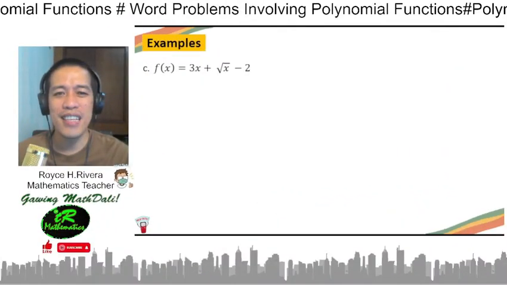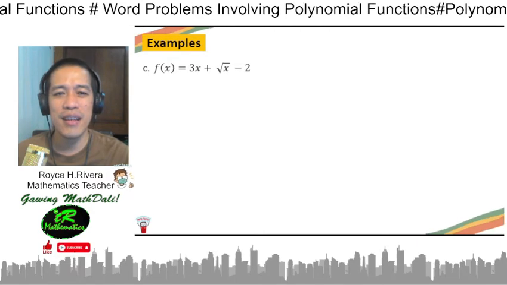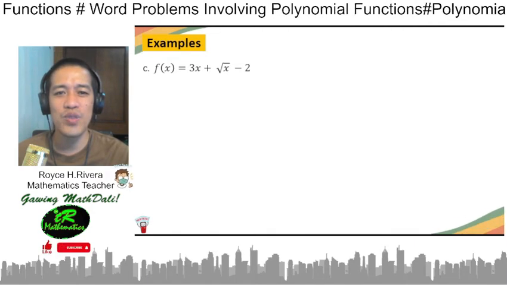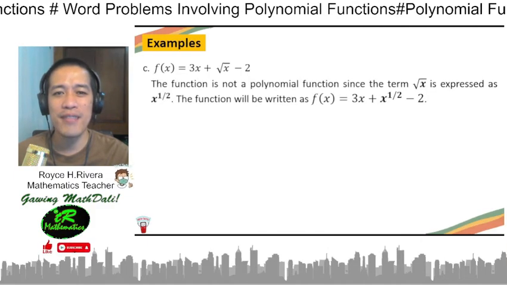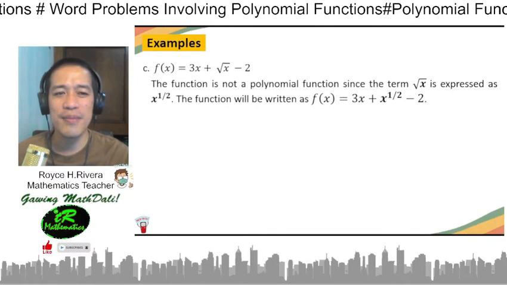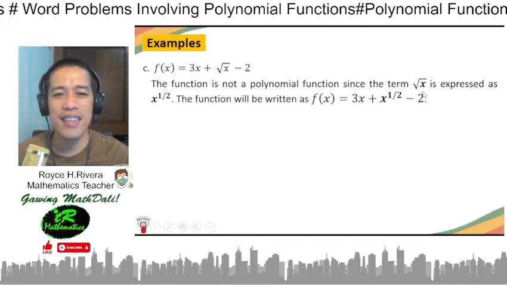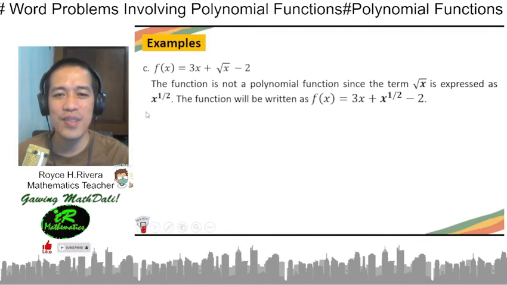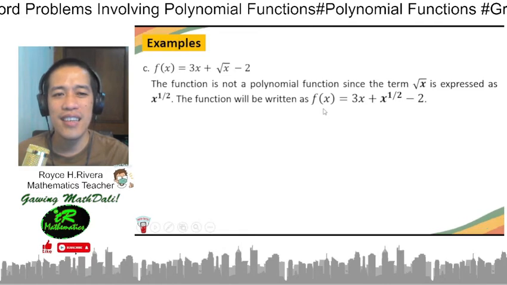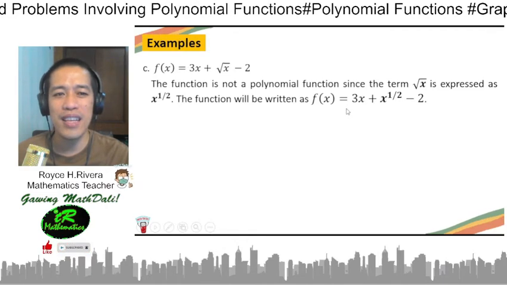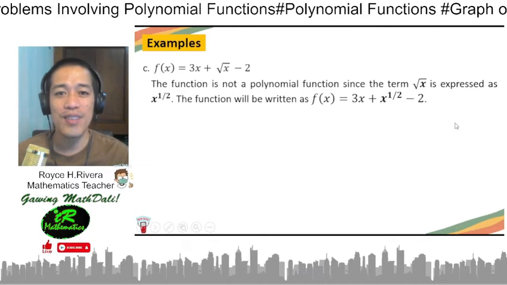Example number 3, the function f of x equals 3x plus the square root of x minus 2. This function is not a polynomial function since the term square root of x is expressed as x raised to 1/2. The function will be written as f of x is equal to 3x plus x raised to 1/2 minus 2.